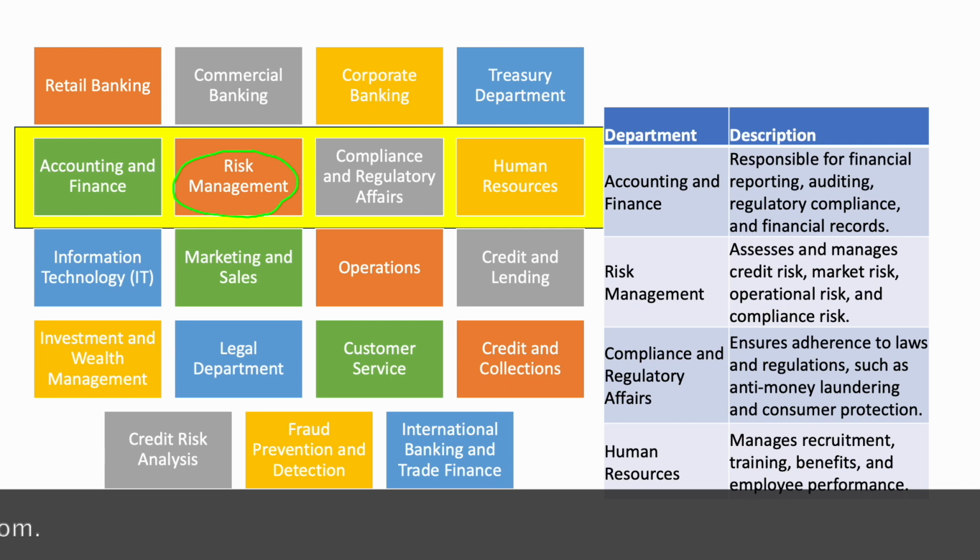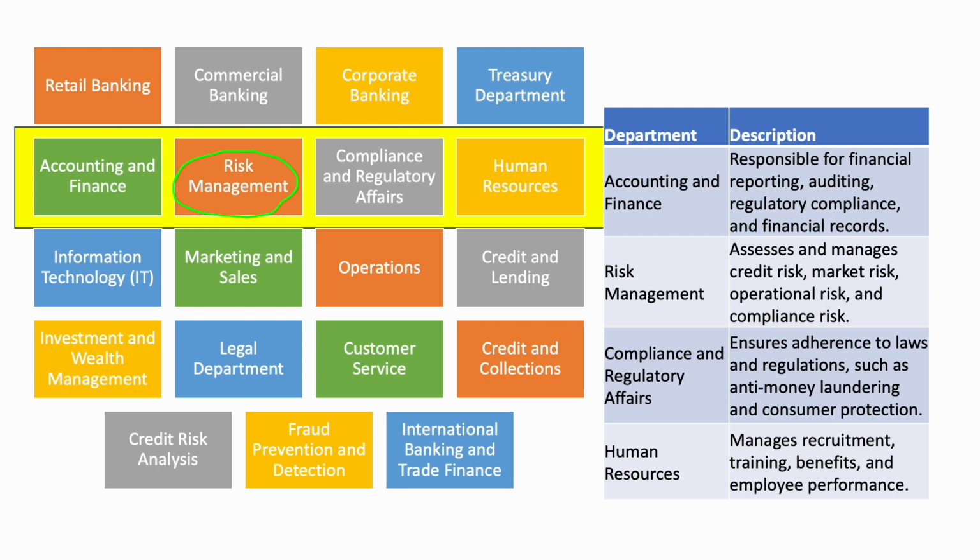The bank has to follow a lot of compliance and regulations, and this adherence is required for the safety of the individuals or the corporations which are using the banking services from this bank. So for this adherence, a compliance and regulatory affairs body or function shall be there in a bank. Human resources, like any other company, would be having human resources for management of recruitment, trainings, benefits, employee performance, etc. The human resources department is meant for these things.